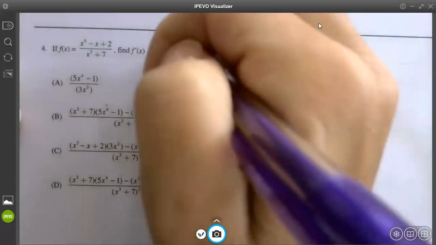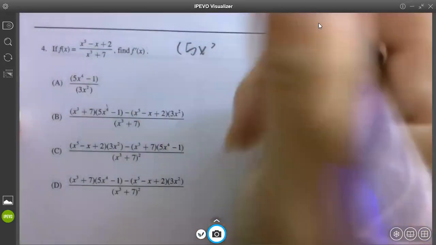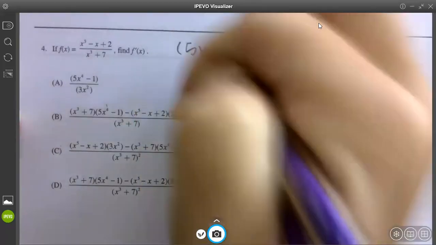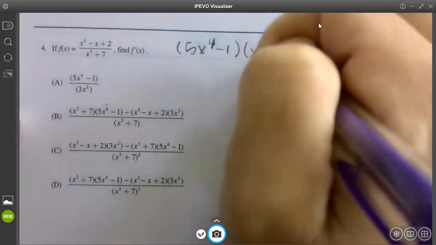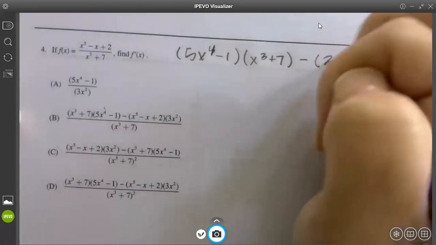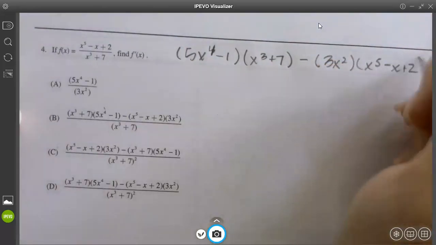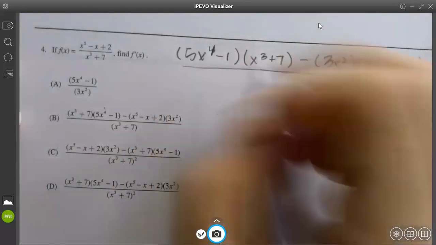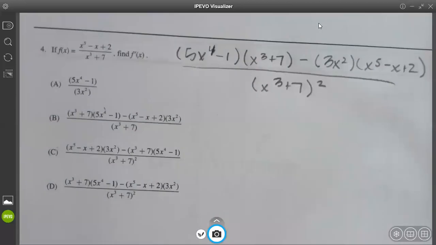The derivative of the top is 5x, sorry, to the 4th, minus 1 times the bottom, minus the derivative of the bottom times the top, all over the bottom squared.